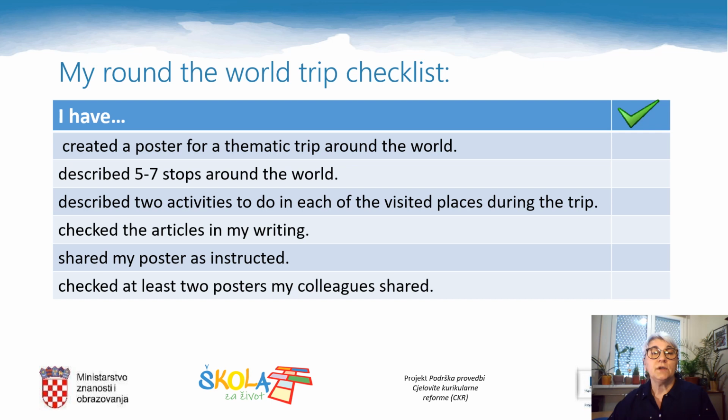When you have created your poster and shared it, here's a checklist for this lesson. Have you created your poster? Described 5 to 7 stops? Described 2 activities? Checked that all the places have the proper articles? Have you shared it? And have you checked other posters on the wall? I hope that will be an interesting activity for you.